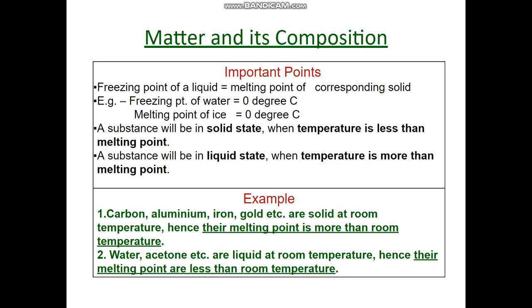For example, carbon, aluminium, iron, gold, etc. are solids at room temperature, hence their melting point is more than room temperature. You cannot melt these metals at your room temperature. Water, acetone, etc. are liquid at room temperature, hence their melting points are less than room temperature.